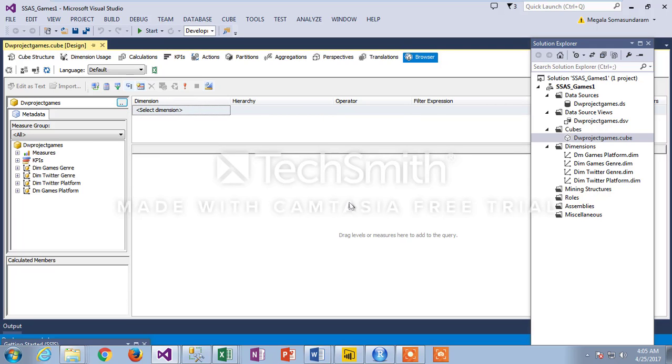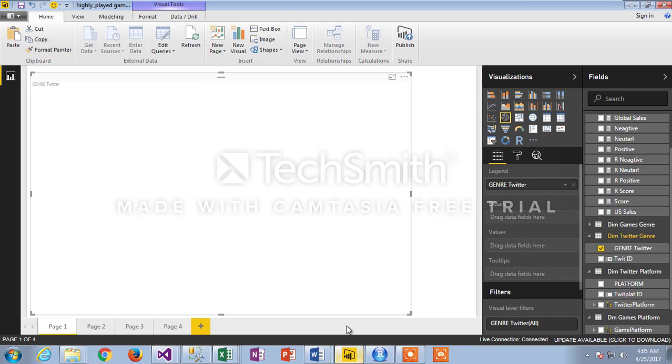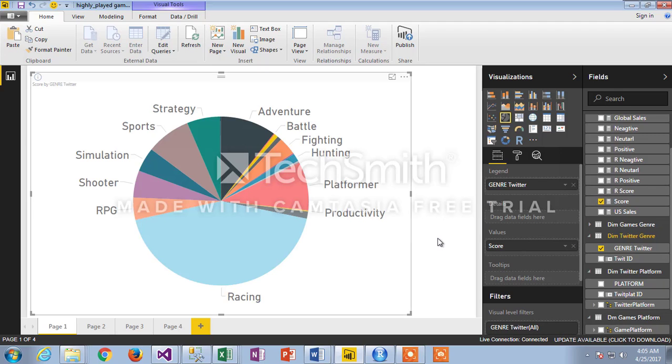Now I'm going to analyze my BI queries via Power BI. My first BI query is which genre is highly played and highly liked by the users. The racing genre is the most liked genre by the users, and the next are platformer and adventure. It is analyzed with the sentiment scores from Twitter. So these are the most liked games by the users.